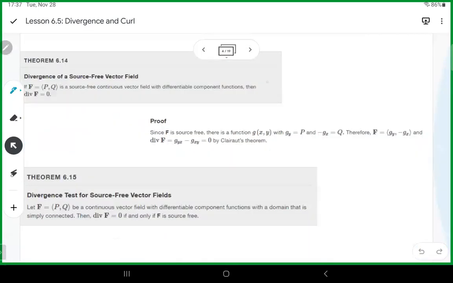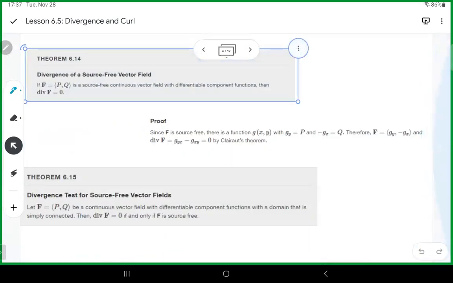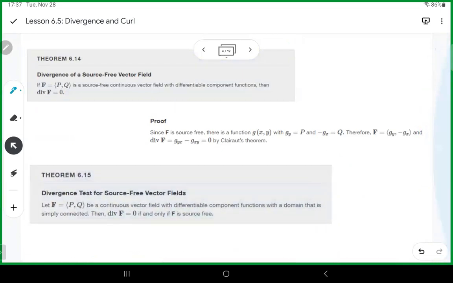Alright, so we have some theorems. I was nice and I gave you the proof in between, so this proof goes with this one.